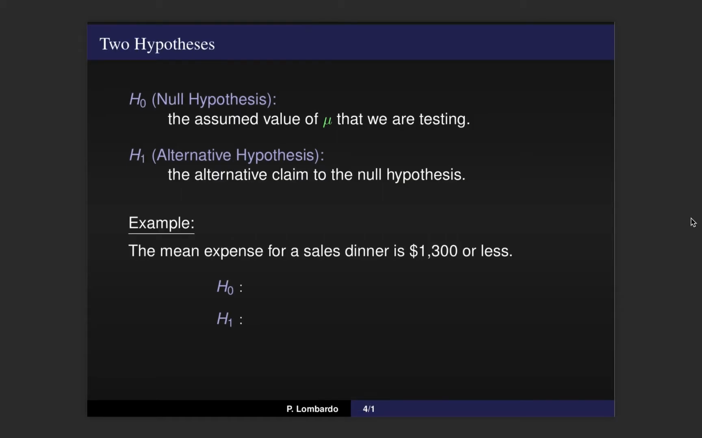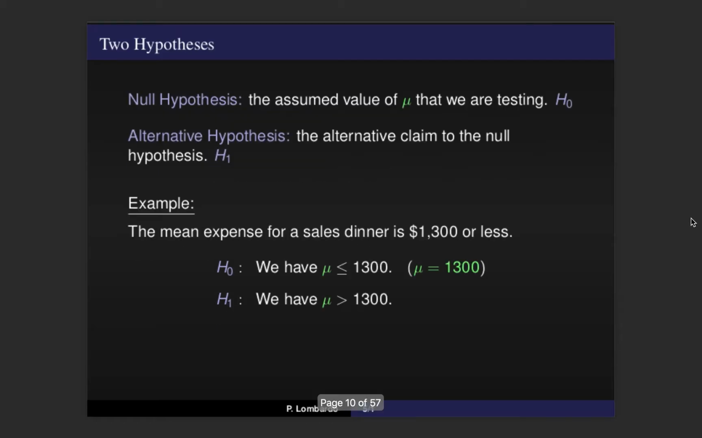Maybe we're testing this claim here. The mean expense for a sales dinner is $1,300 or less. Our null hypothesis, which we usually pair off with wherever we get equality, is going to be that our population mean, or the mean expense for all sales dinners in this case, is less than or equal to 1,300. Now the alternative to that is that the actual mean for the sales dinners is greater than 1,300.